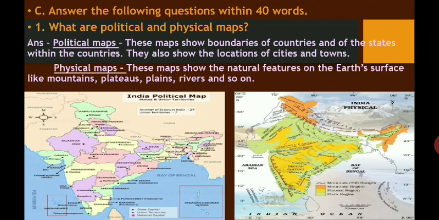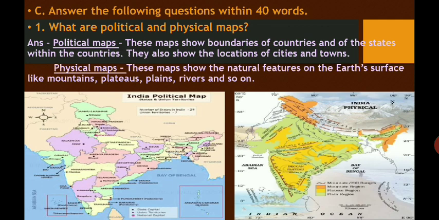So by observing a political map, you can locate in which direction any state is. First find out your state, Odisha. Odisha is our state. So where is Odisha? Odisha is in the east direction. You can locate it in the next map. I will show you the next map. You can see it very easily.